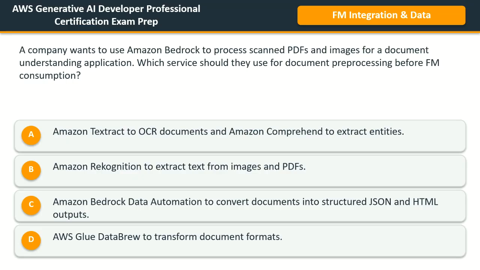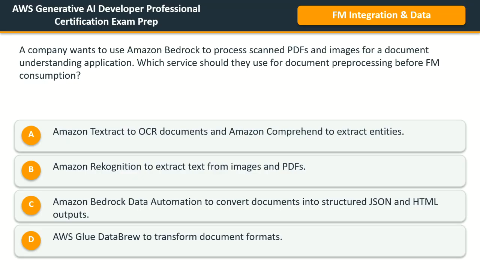The other answers are incorrect because option A uses Textract and Comprehend. This requires orchestration, transformation logic, and still lacks deep structural understanding. Option B uses Rekognition. Rekognition is for image and video analysis, not a document processing pipeline. And D uses Glue DataBrew.